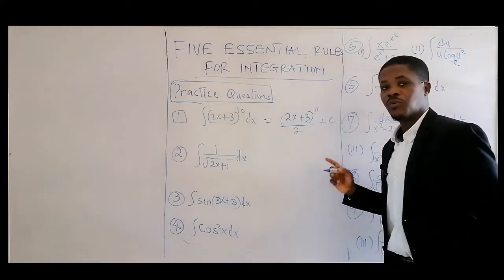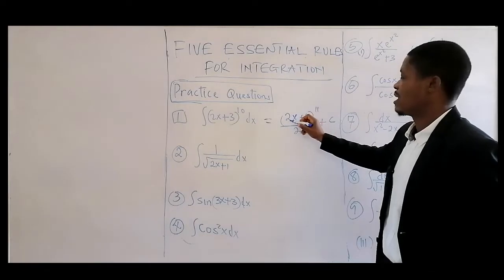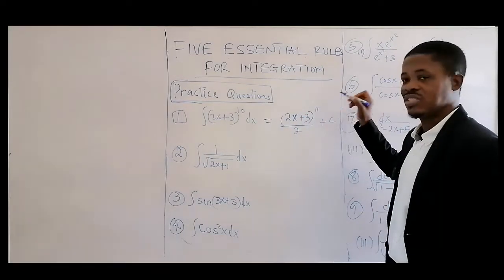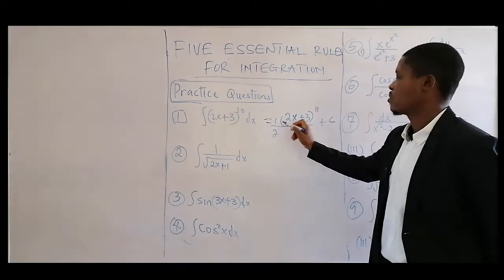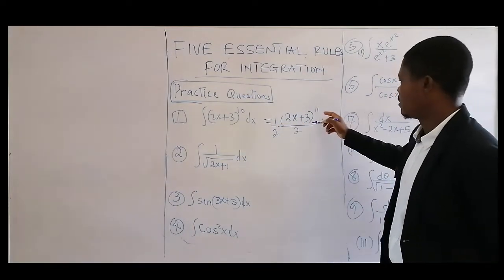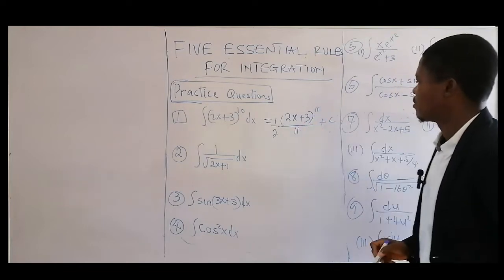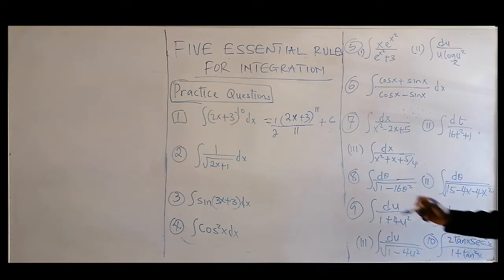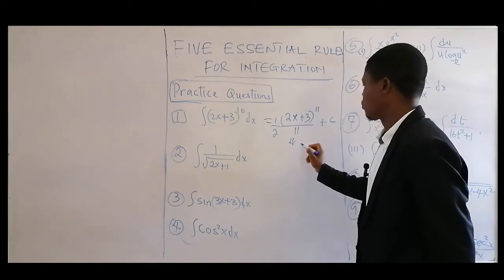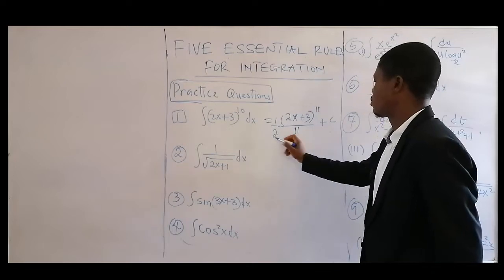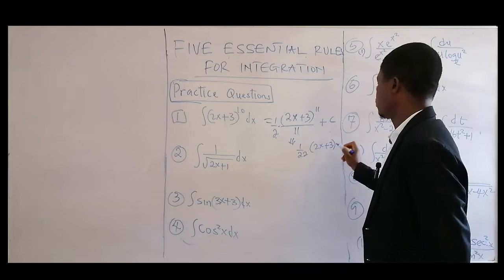But if you check one of the rules, it says that when you multiply the variable by a constant, you need to divide by that constant, which will be what? 1 over 2. Okay. This one is what? 11 is there, so this will be over 11. So that's your answer to that, which now becomes 1 over 22, 2 times 11 is 22, into bracket 2x plus 3 to the power 11, plus c.